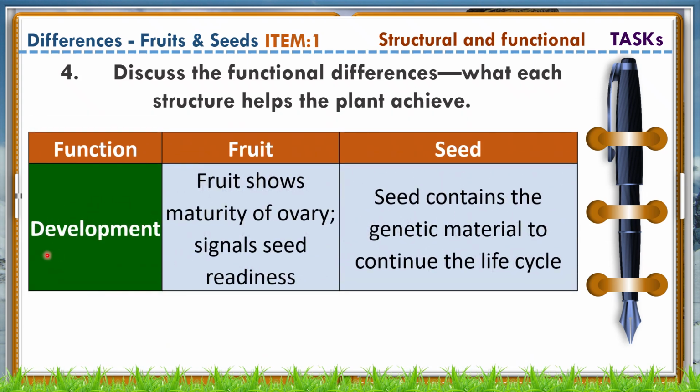Then lastly, we come to development. Function of the fruit in terms of development: the fruit shows maturity of the ovary and signals seed readiness. Whereas the seed contains genetic material to continue the life cycle. That is in terms of development.